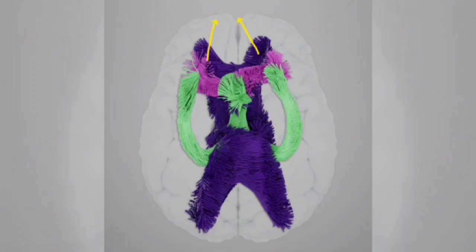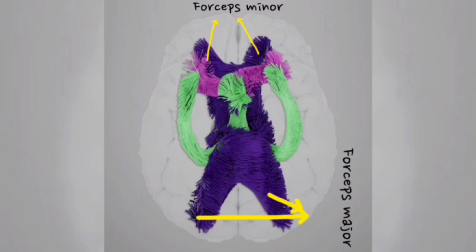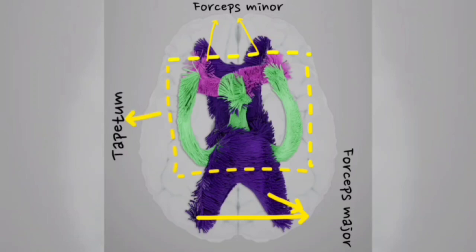Forceps minor. It is a fork-like structure formed by the fibers of the genu curving forward on either side into the anterior parts of the frontal lobes. Forceps major. It is a fork-like structure formed by the fibers that connect the occipital lobes, curving backwards on either side above the calcarine sulcus. Tapetum. It is the thin lamina of white fibers formed by those fibers of the trunk and splenium which are not intersected by the fibers of the corona radiata.